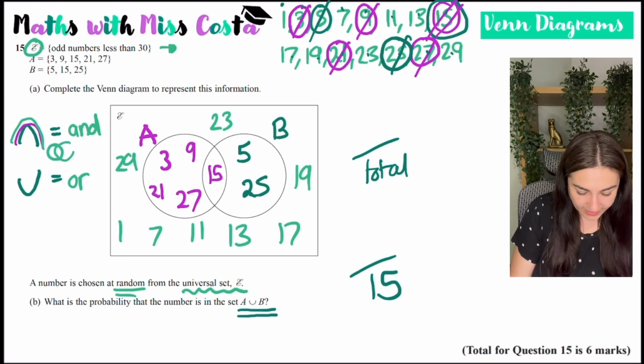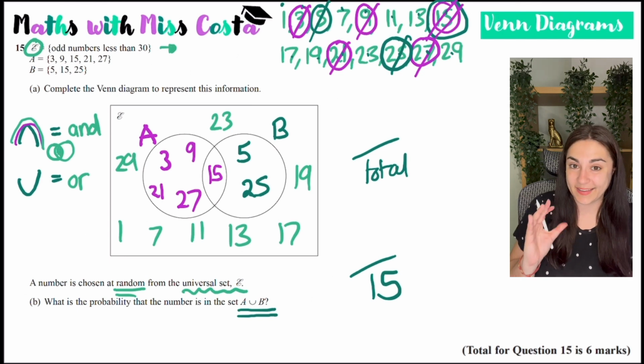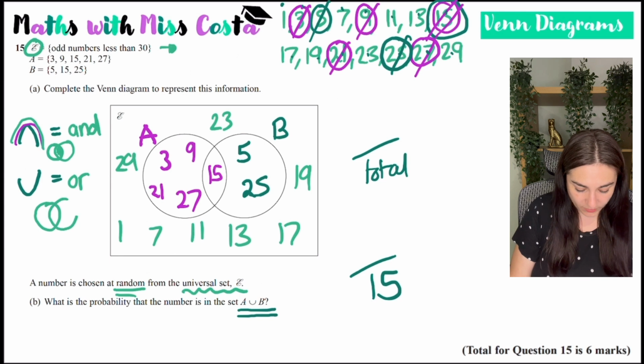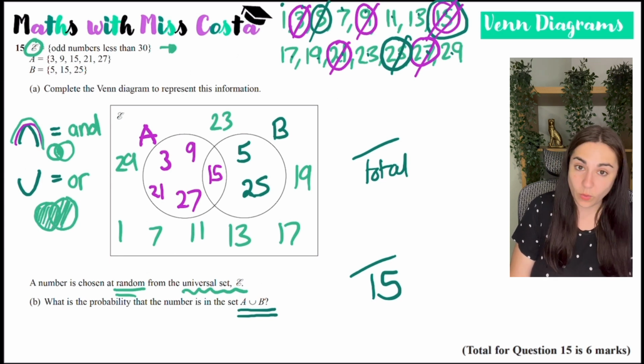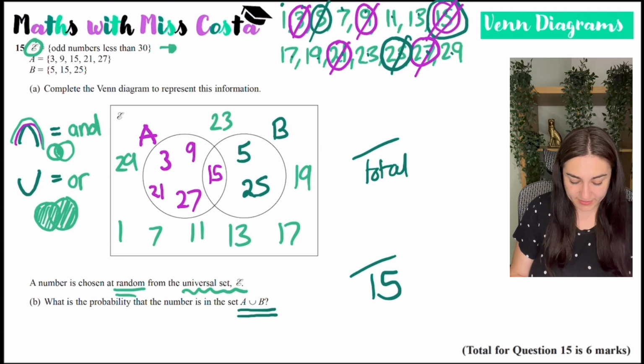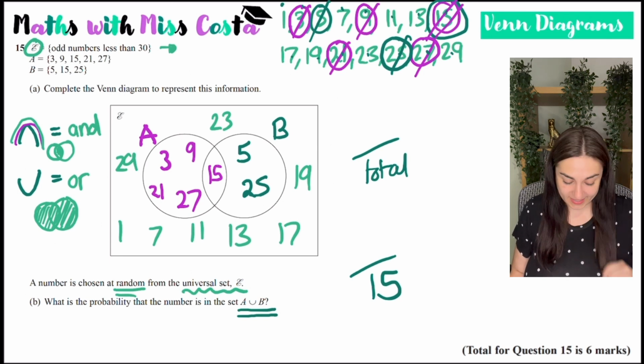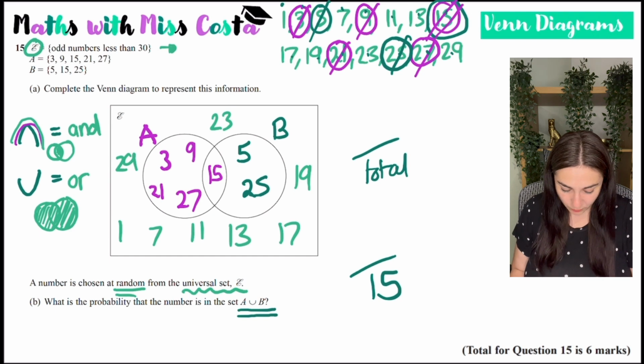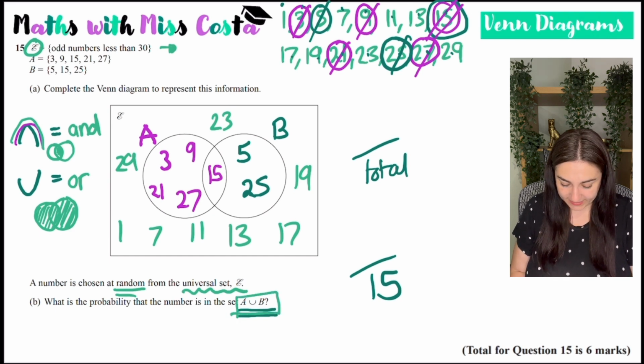So when I have to do the probability of this part, I just work out what is in the intersection. And when I have to work out what's in the valley, it's what's in set A or set B or in both. So essentially what's in everything inside of the circles. So what is the probability that the number is in set A union B?